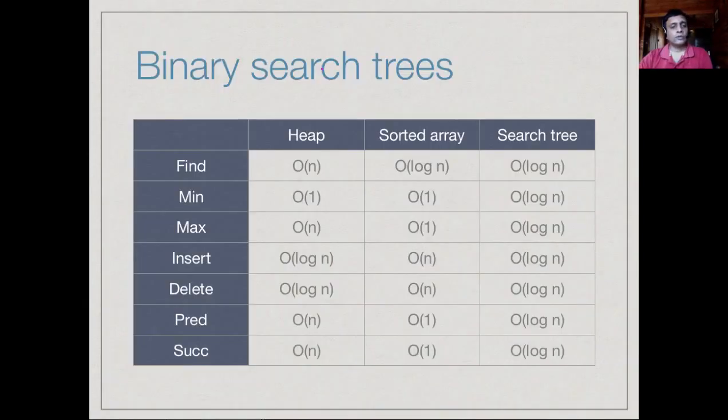So recall that we are looking at these 7 operations. We want to be able to search for a value. We want to be able to insert and delete values. We also want to be able to compute the minimum and the maximum value in a tree and also find the predecessor and successor of a given value. And all of these we claimed would be order log n provided the tree is balanced.